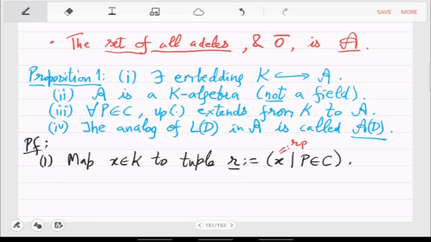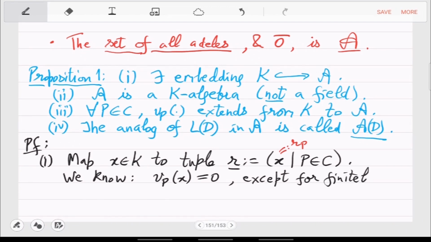Everywhere else, the valuation is non-negative. So in fact, we know that the valuation of x is 0 except for finitely many points on the curve. So you actually know a stronger property. Everywhere you will see 0 except in finitely many places where it's positive or negative. So that means it's an Adele.